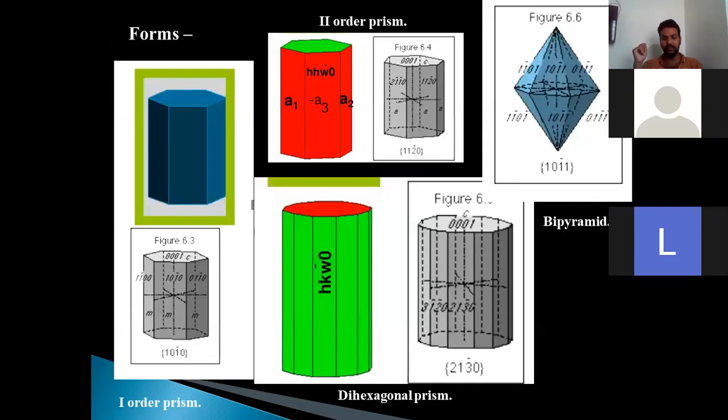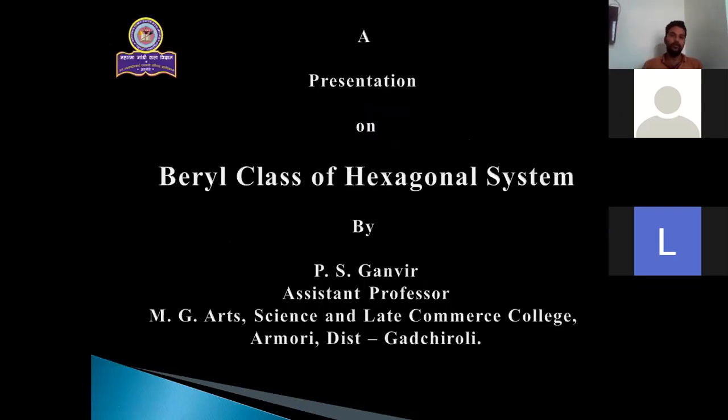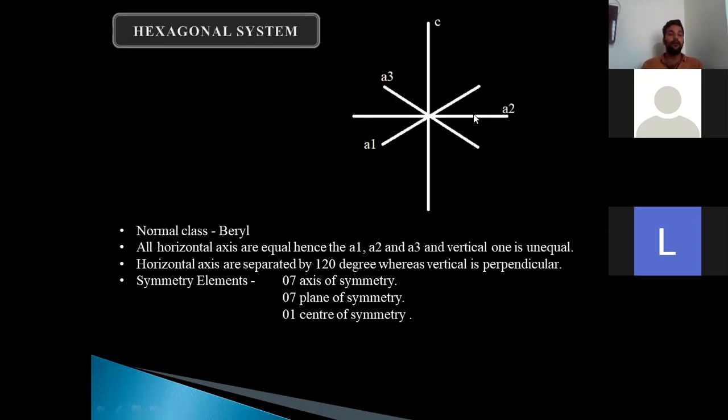So let us revise the hexagonal system. Today we have discussed the Beryl class of hexagonal system, in which we have four axes. Out of them, three are horizontal and one is vertical. Three axes are equal in length and hence named as A1, A2, and A3. They are separated by 120-degree angle. The fourth axis is vertical and perpendicular to these axes, and the fourth axis is different in length, hence the name C.